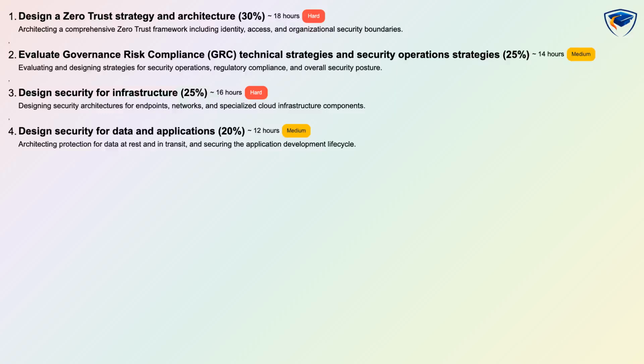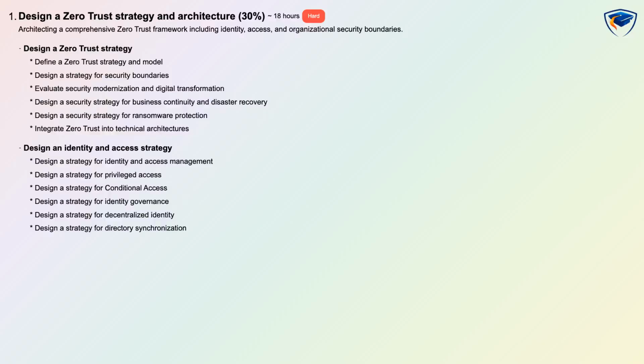The test is primarily conceptual and scenario-based, and each domain has a stated difficulty and recommended study time to help you plan your preparation. Design a zero-trust strategy and architecture is weighted at 30%, labeled hard, and estimated at 18 hours of focused learning with conceptual and scenario-based assessment.